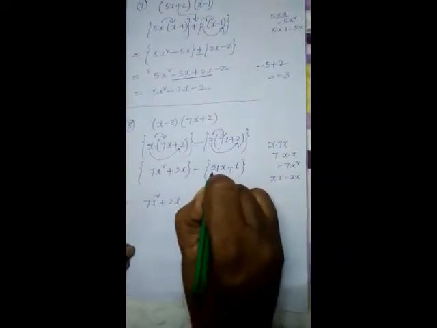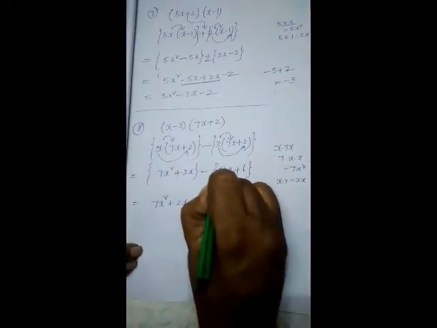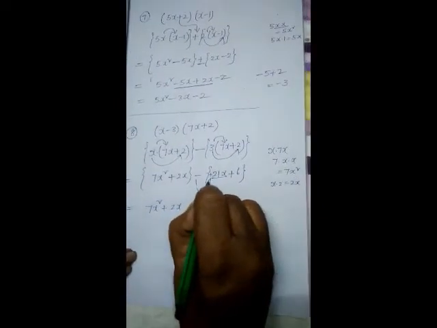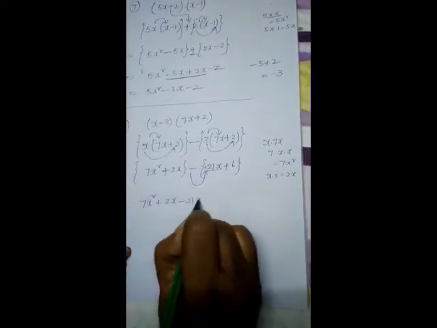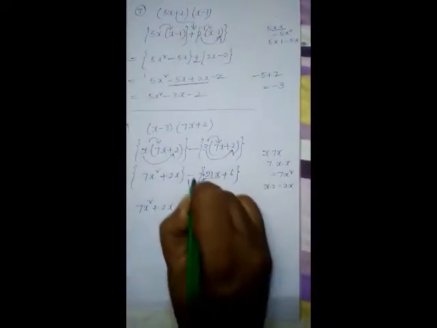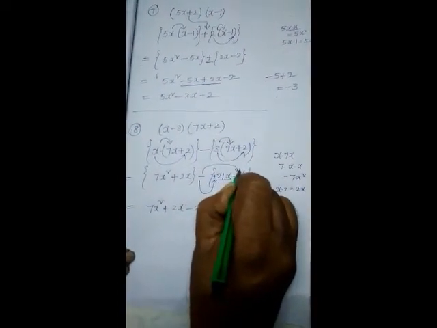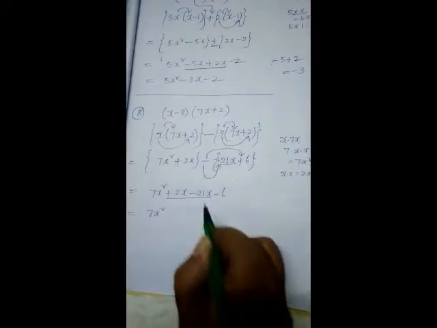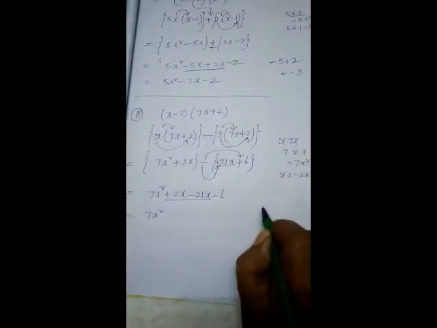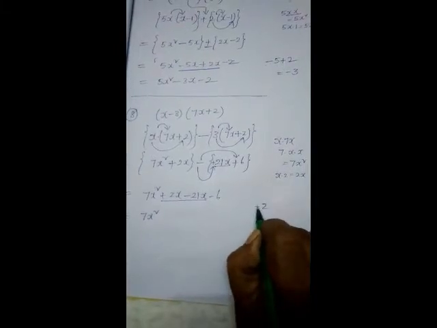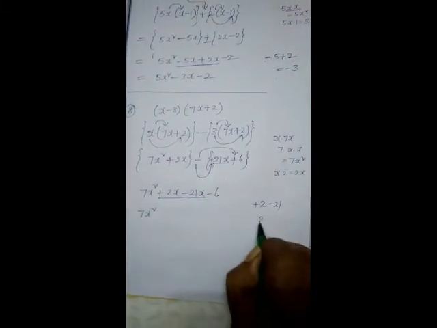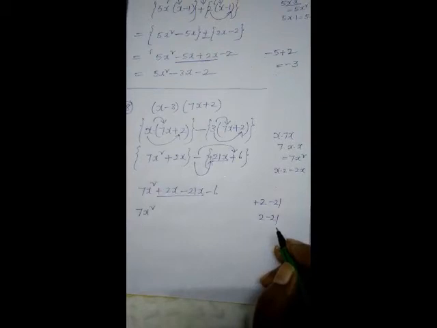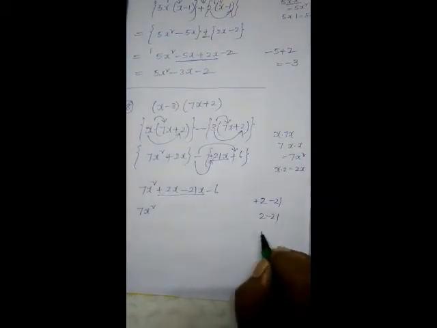The sign of 21x is equal to plus. Because of this minus, this plus will be minus 21x. Because of this minus, this plus will be minus 6, is equal to 7x square plus 2x minus 21x, nothing but plus 2 minus 21. What is 2 minus 21?